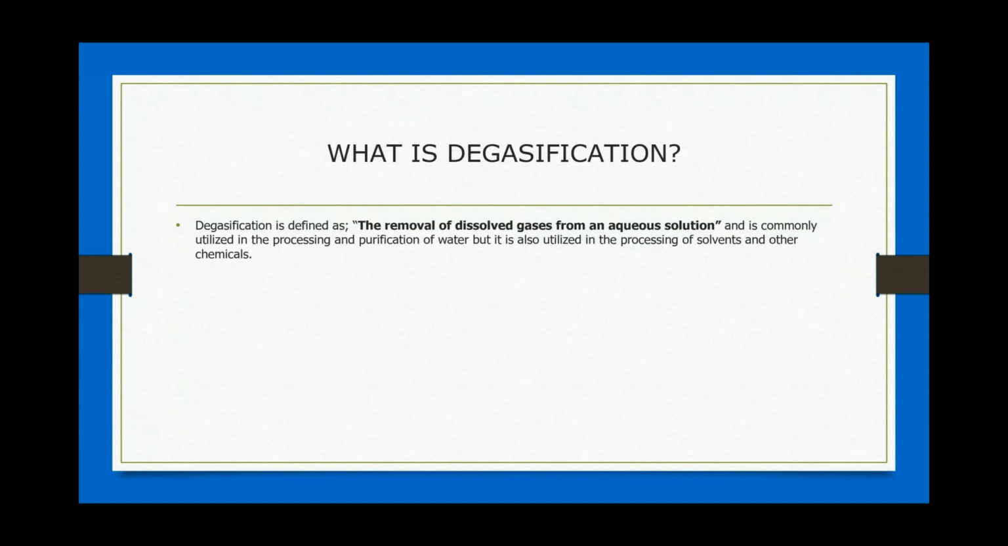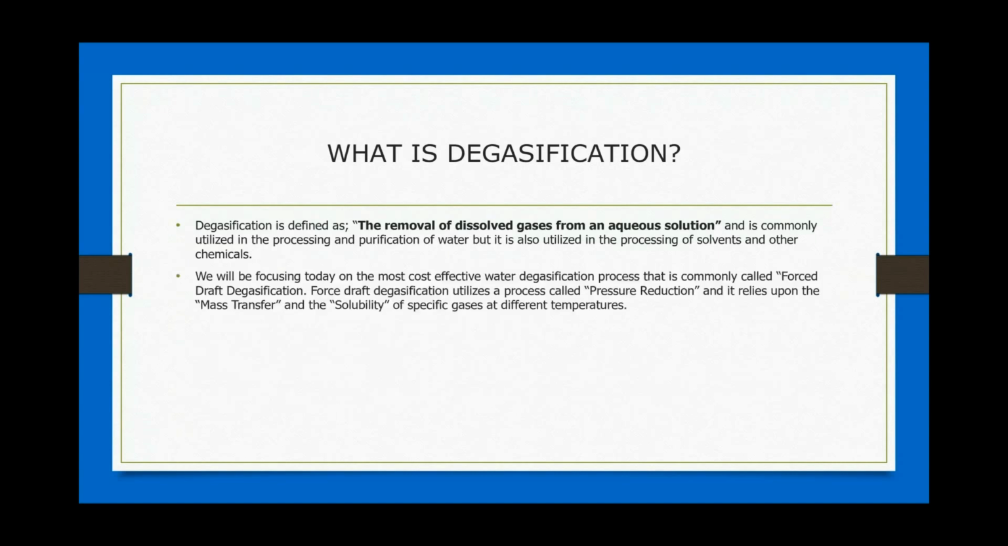Degasification is defined as the removal of dissolved gases from an aqueous solution. It's commonly utilized in the process and purification of water, but it also is utilized in the process of solvents and other chemicals. We will be focusing today on the most cost-effective water degasification process that's commonly called forced draft degasification. And forced draft degasification utilizes a process called pressure reduction, as David mentioned. It relies upon mass transfer and the solubility of a specific gas at different temperatures.